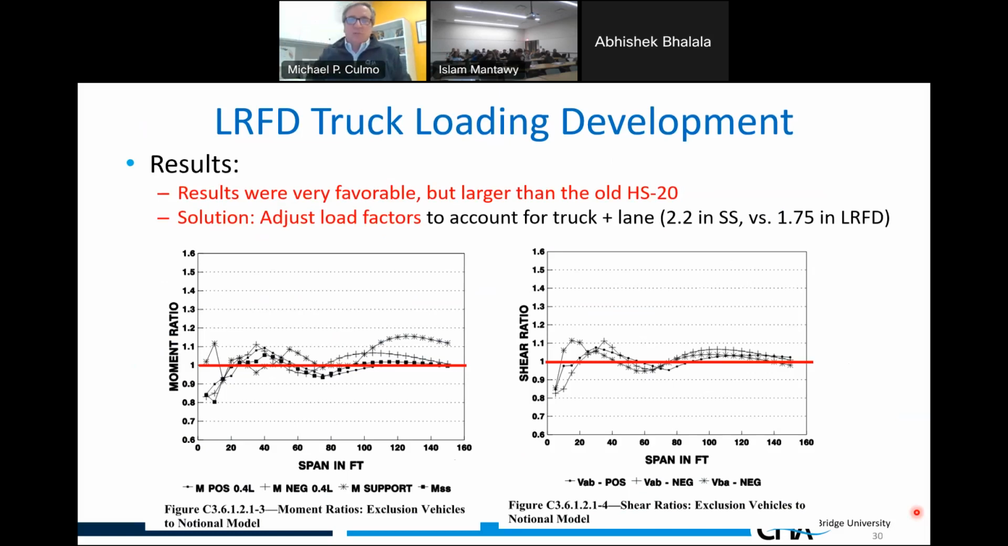So the solution was to adjust the load factors. In the standard specifications, the live load factor was 2.2, and in the LRFD it was reduced to 1.75. So the combination of having uniform load and truckload on top of it, factoring it down from 2.2 to 1.75, yielded the results I show on the screen here, which in the world of bridges is very good. That's very accurate. So the HL93 was born in the 1990s as a replacement for the HS20.